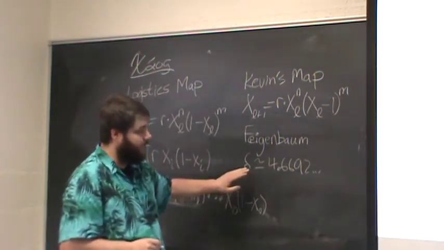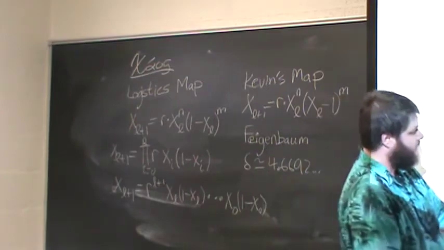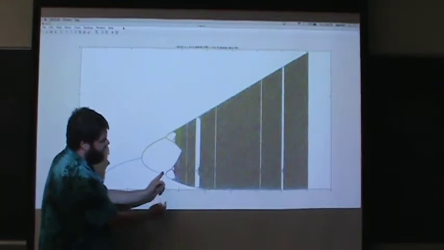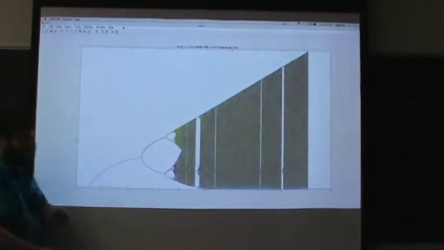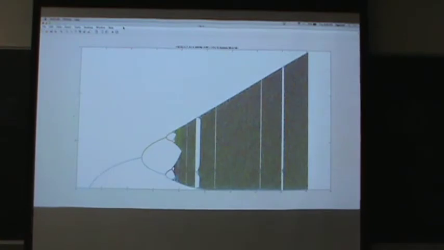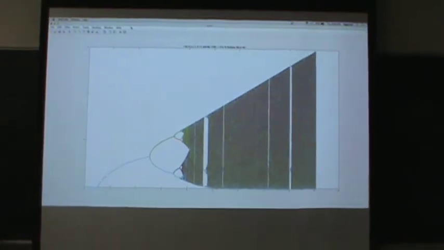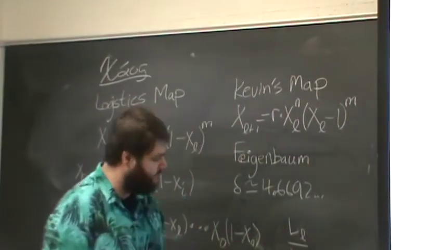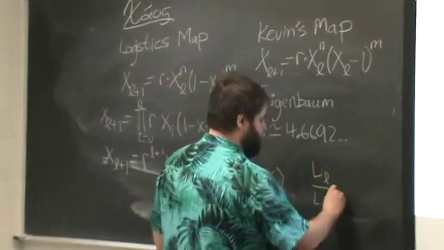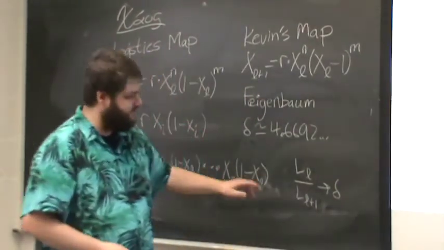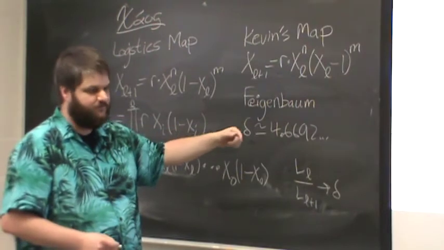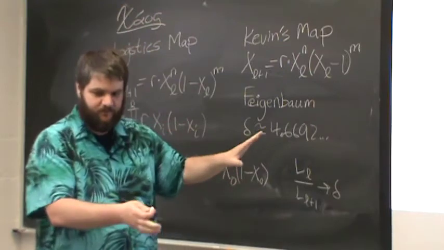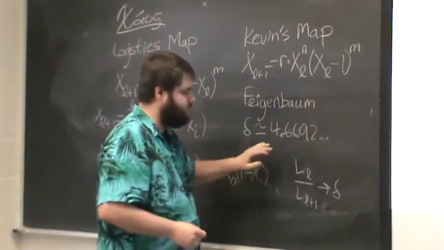How you get this is you take the distance from one bifurcation to the next bifurcation, and then you divide it by the distance from this bifurcation to the next bifurcation. Technically, I'm going to call one of them L sub L, and the next one L sub 1, and capital L is just the length. In the limit that L goes to infinity, this approaches delta. And this isn't just true for the logistics map. This is true for many processes where some sort of period doubling occurs. All right, we've got this.